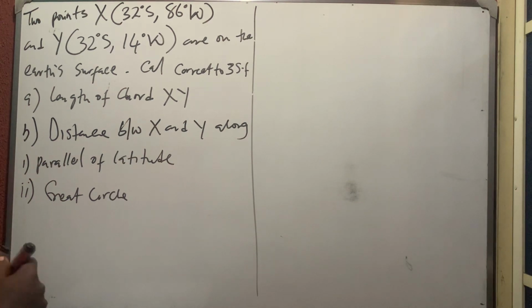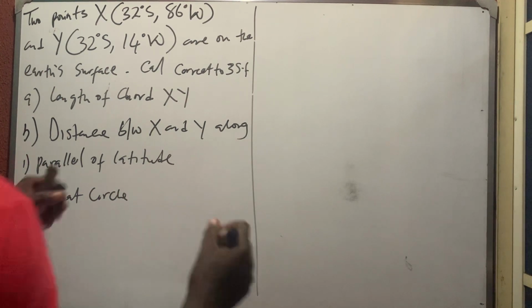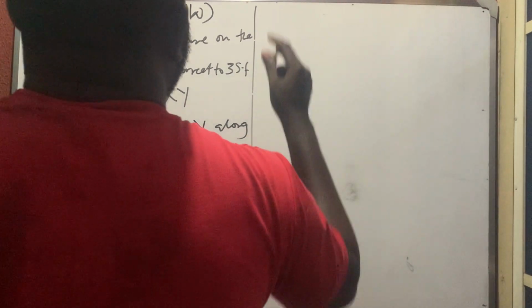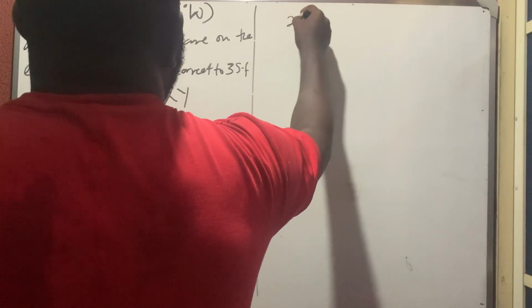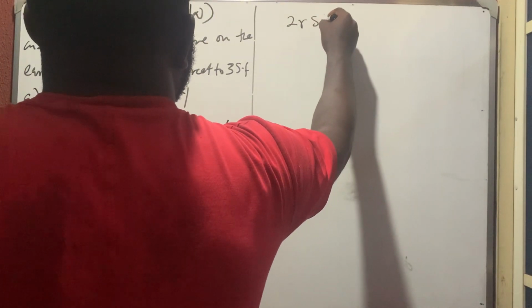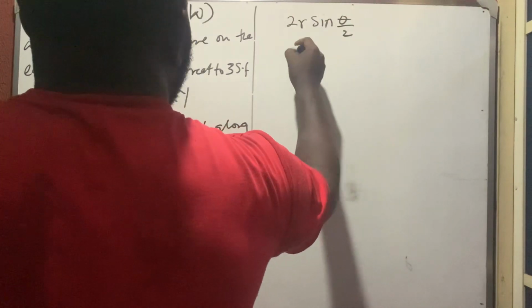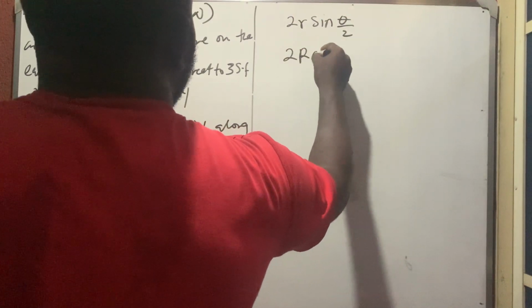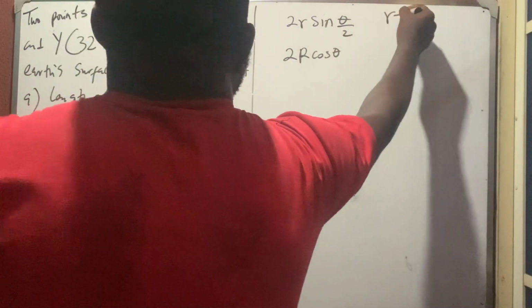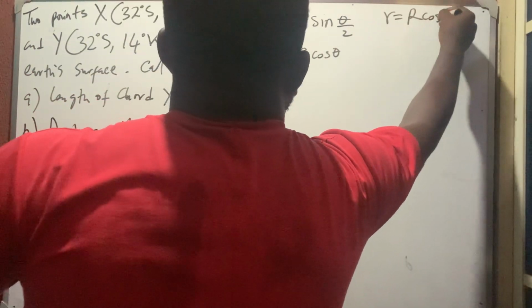Okay, so maybe you can try this and then tell me what you get as the answer in the comment section. It's a very simple one. Don't forget that the length of the chord is given by what? 2 small r sine theta over 2. And small r is always equal to what? Big R cos theta. Please don't forget.